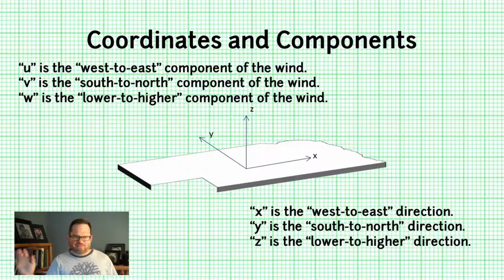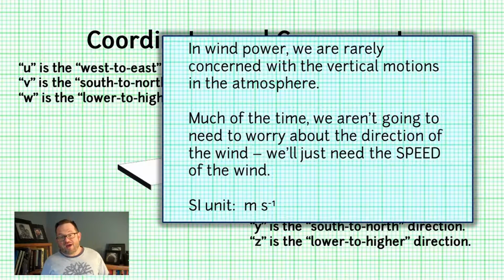And you'll see lots of examples of this. If this brief overview of how we describe the winds isn't helping, don't worry, we're going to be able to put that into some good context soon. Now, in the case of wind power, we hardly ever need to worry about the vertical component of the wind. So most of the time, you're not going to need to worry about the direction of the vertical component of the wind. You can just talk about horizontal winds.